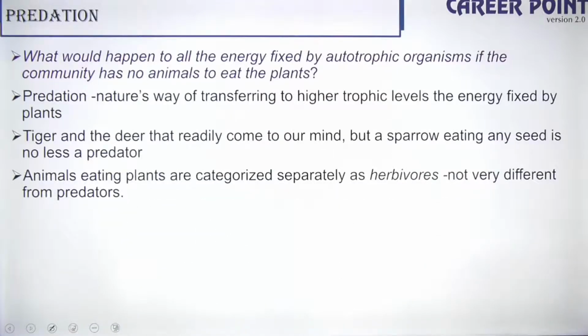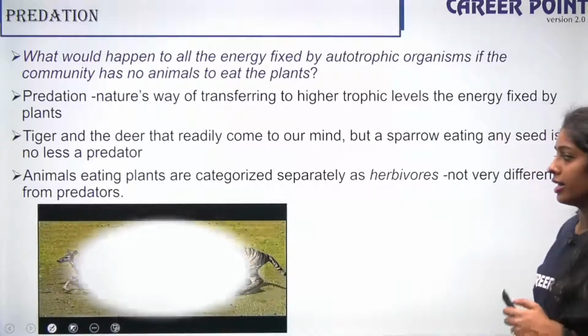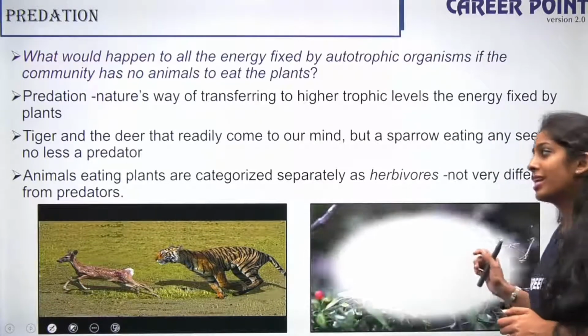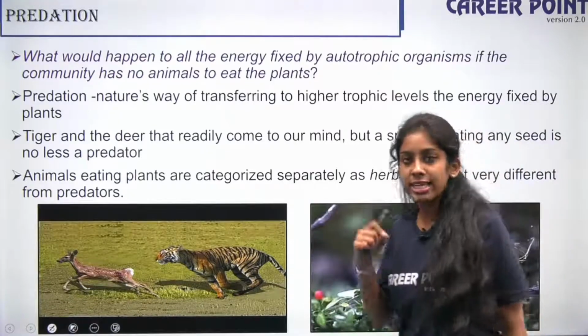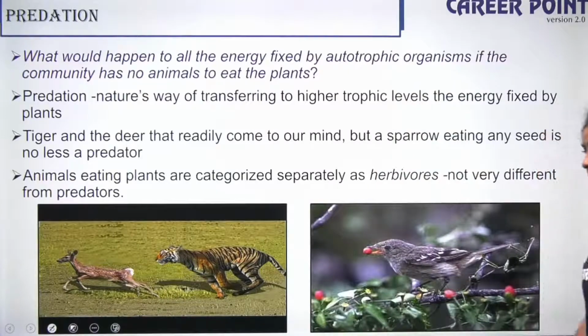So predation is nature's way of transferring energy from one trophic level to the other trophic level. So what did we talk about under predation? A deer being chased by a tiger is predation. But even a bird eating a seed is a predator, because the seed belongs to a different plant species, right? So that is also predation.